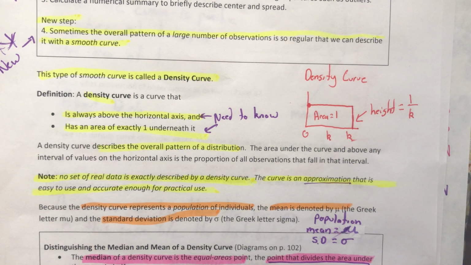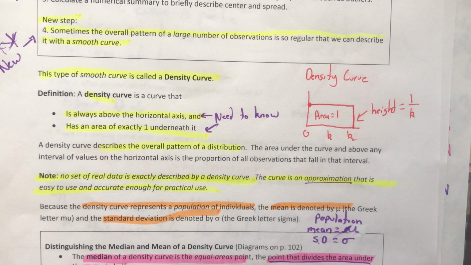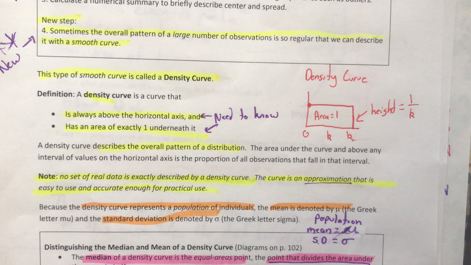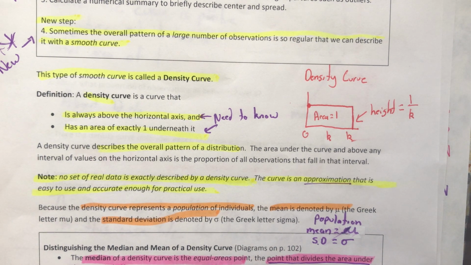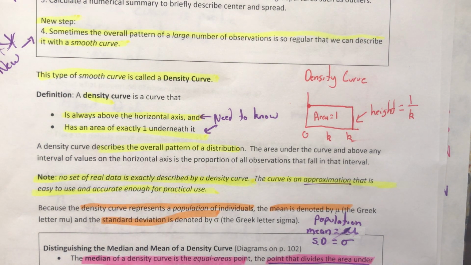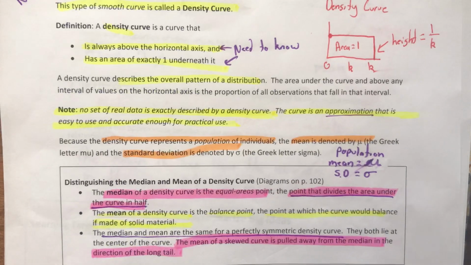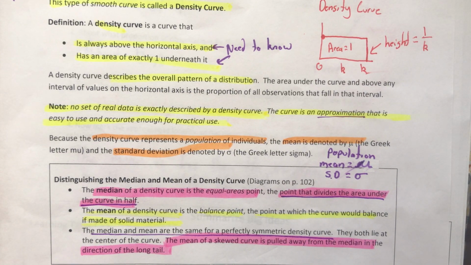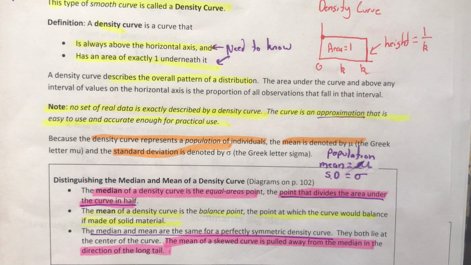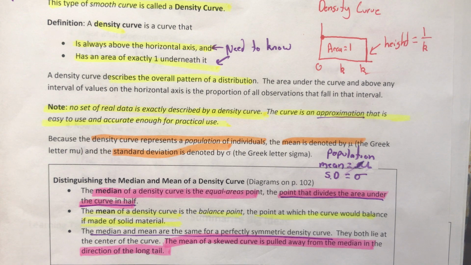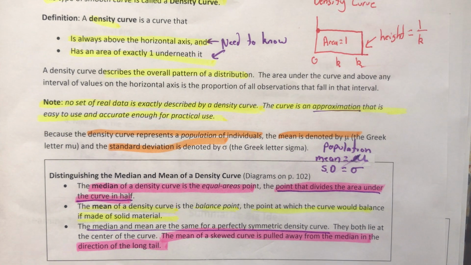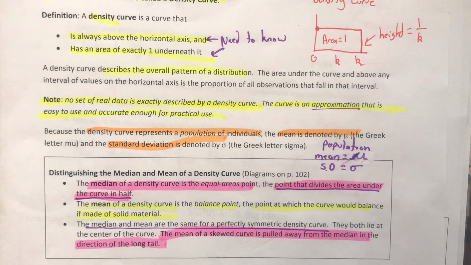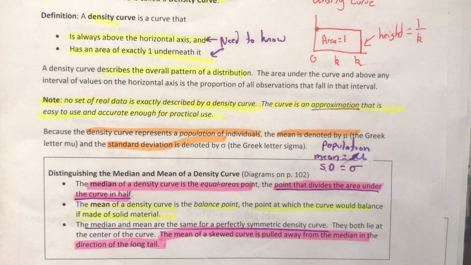A density curve describes the overall pattern of a distribution. The area under the curve and above any interval of values on the horizontal axis is the proportion of all observations that fall in that interval. So obviously from 0 to k here, we see the proportion would be 100% because it's the full area of 1. No set of real data is exactly described by a density curve. The curve is an approximation that is easy to use and accurate enough for practical use. Because a density curve represents a population of individuals, the mean is going to be denoted by mu, and the standard deviation is going to be denoted by the Greek letter sigma.